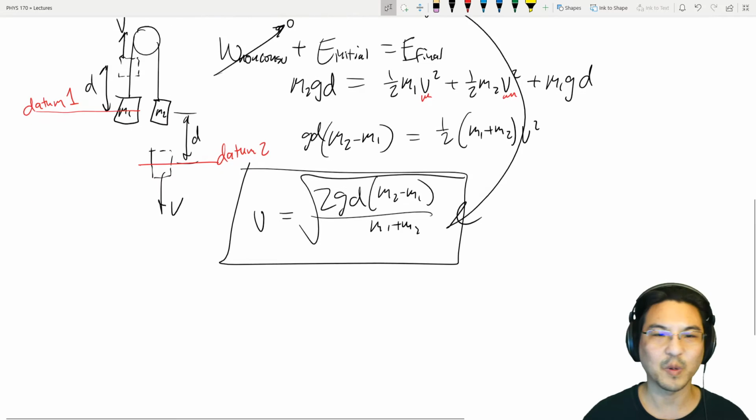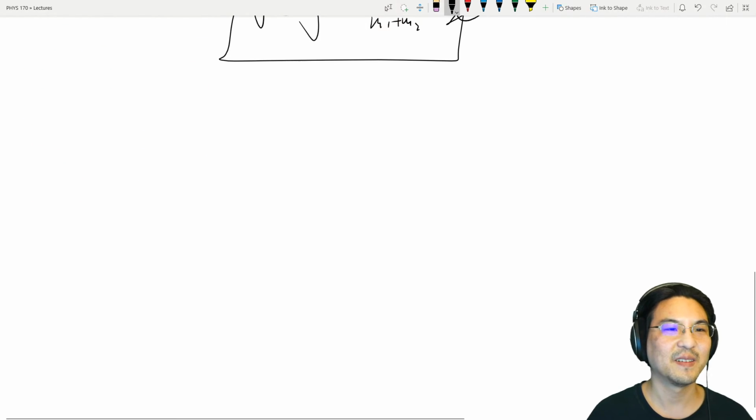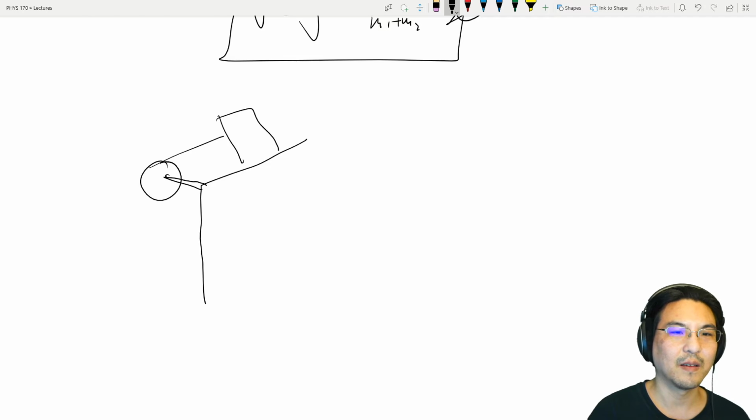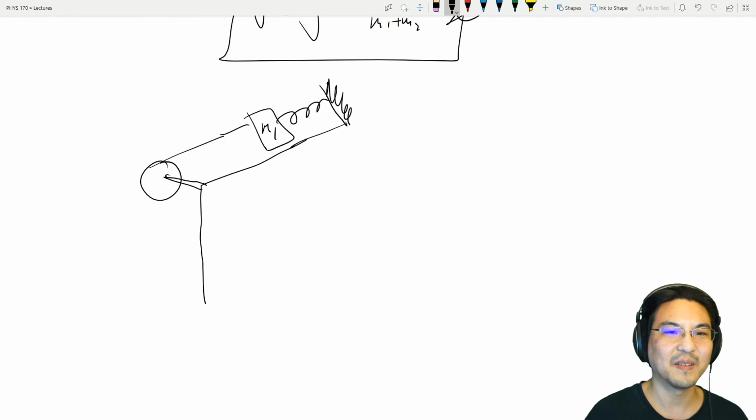Let's have one more example. Let's mix it up a little bit. So how about more complicated? Like say there's a pulley here. Okay, so let's say there's block 1, and then there's a pulley connected to block 2 over here. And there's a spring, and we know the spring constant. And let's say there's friction over here, and we know the coefficient of kinetic friction. And this ramp is at some angle, and we know that angle.